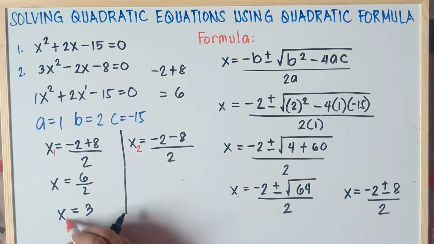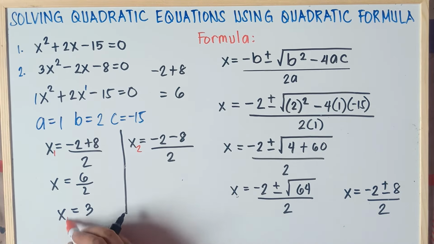Negative divided by positive is negative. 10 divided by 2, that's 5. That's it, class. All set. That's the answer for number 1, class. X sub 1 equals 3. X sub 2 equals negative 5. Alright, so that's it for number 1.